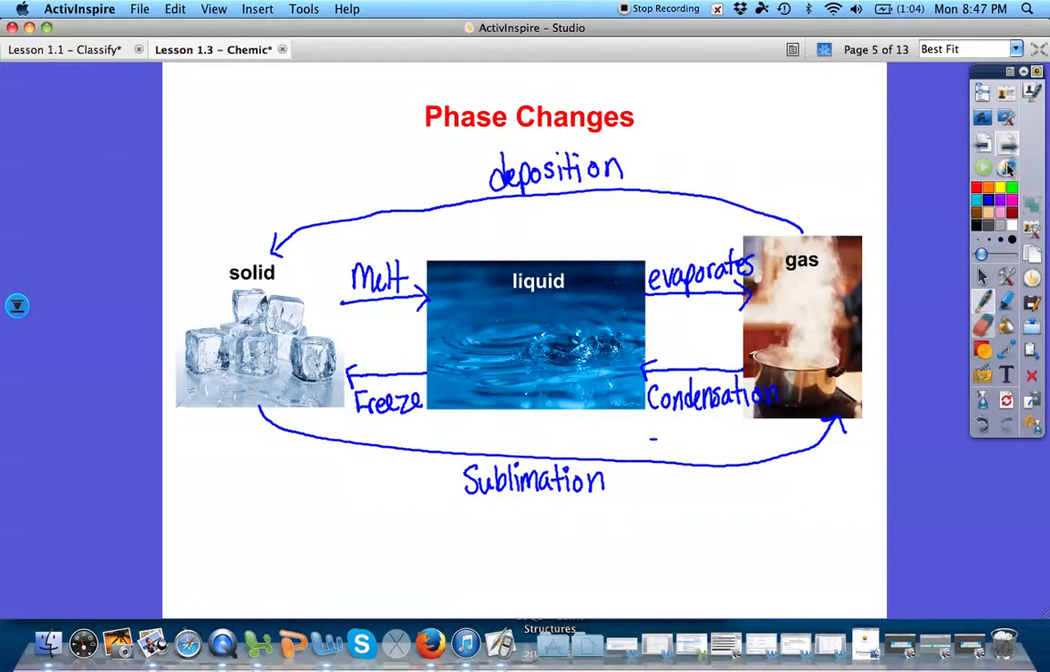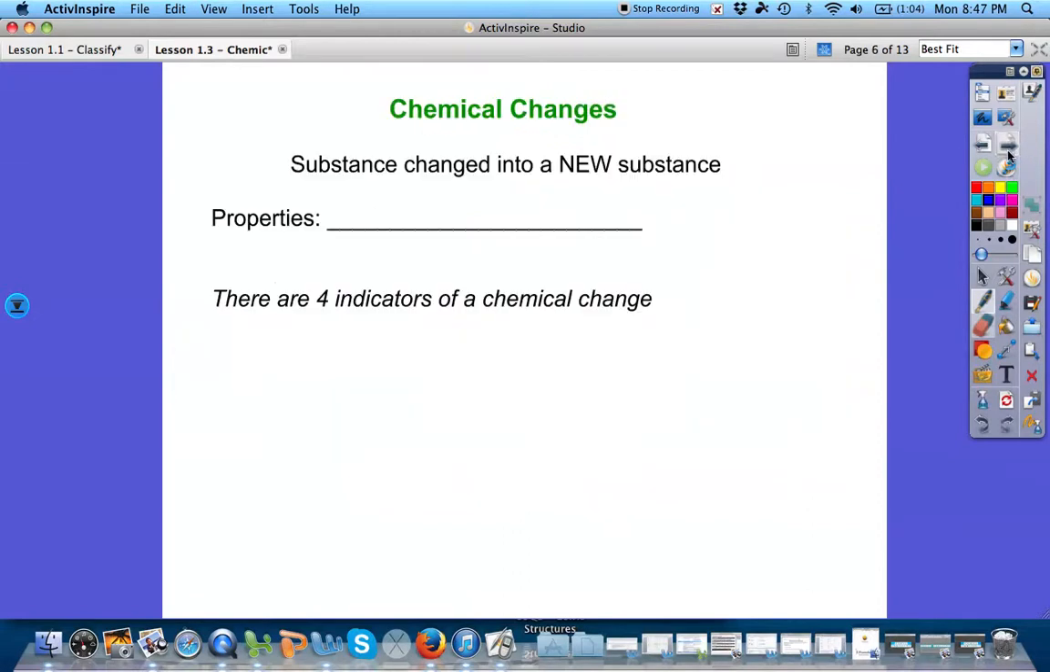And then chemical changes. The substance is changed into a new substance. The properties change. Or they are different. And there are 4 indicators of a chemical change that we're going to look at. The first indicator of a chemical change is a significant color change.